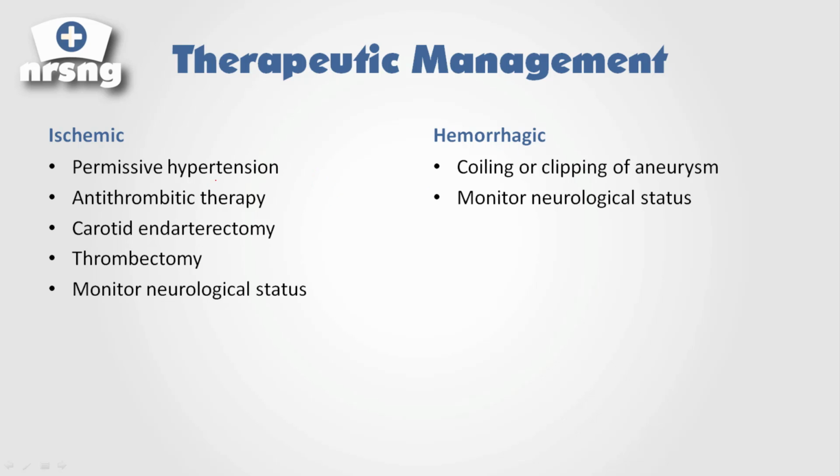Okay, so keeping those things in mind, some things that we can do for ischemic stroke. With ischemic stroke, we actually allow for permissive hypertension. So we'll allow their blood pressure up to 220 over 110.